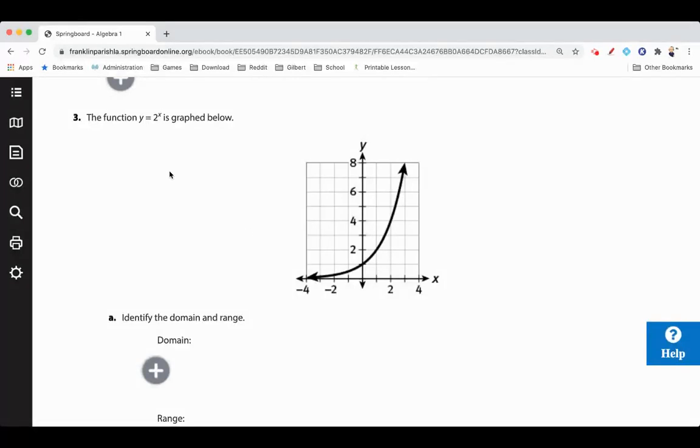Okay, here's another function: y equals 2 to the x power. Remember, you can put x's anywhere. x's can be the exponent, x's can be the main number to be worked with, x's can be squared.